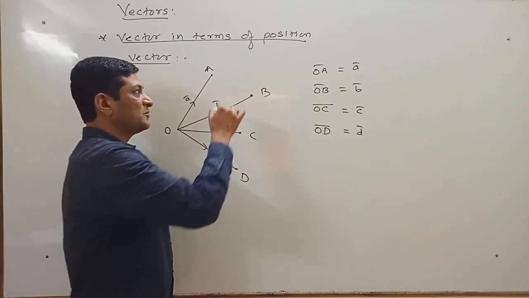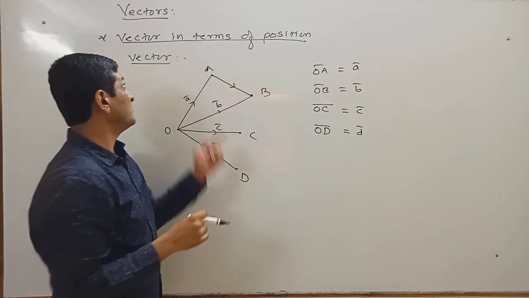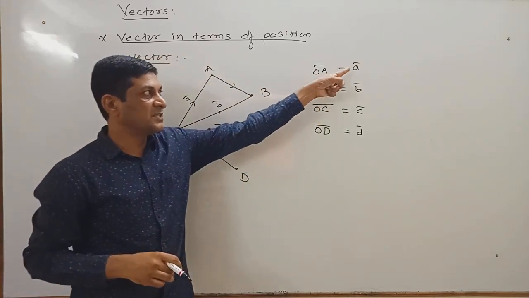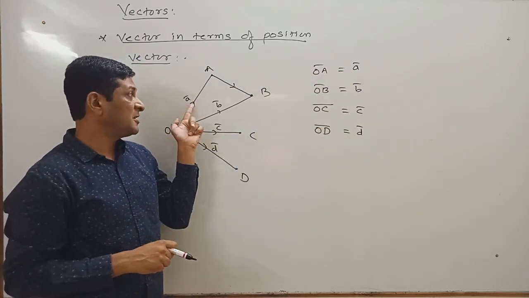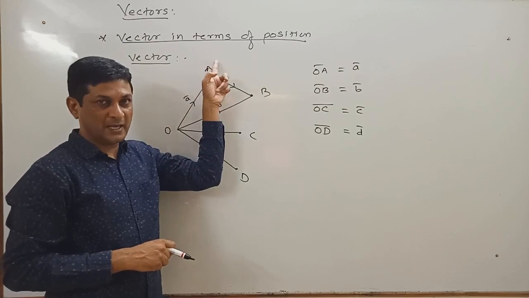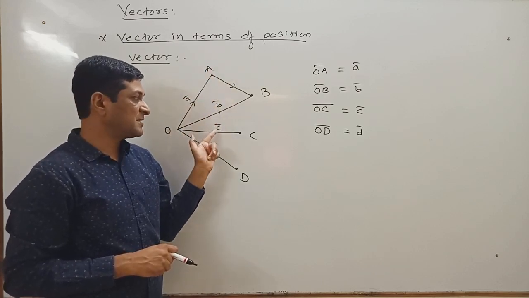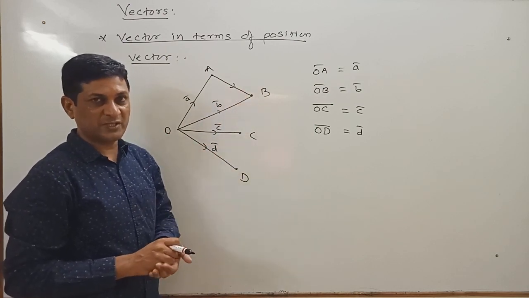Now we are trying to find out the value of AB bar. AB bar in terms of what? Position vector. What is our title? Vector in terms of position vector. So this A bar, B bar, C bar, D bar are nothing but position vectors. A bar is position vector of which point? A. With respect to which fixed point? O. In the same way, B bar, C bar, D bar are position vectors of point B, C and D with respect to fixed point O.